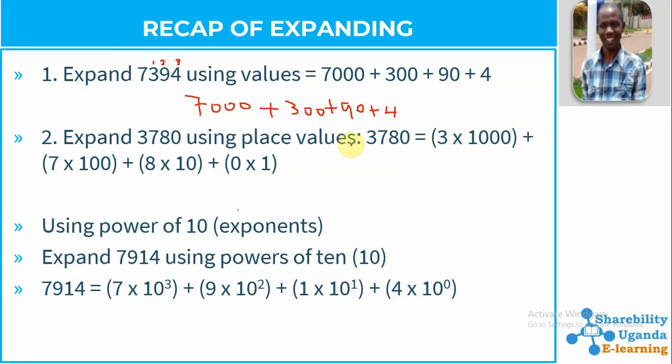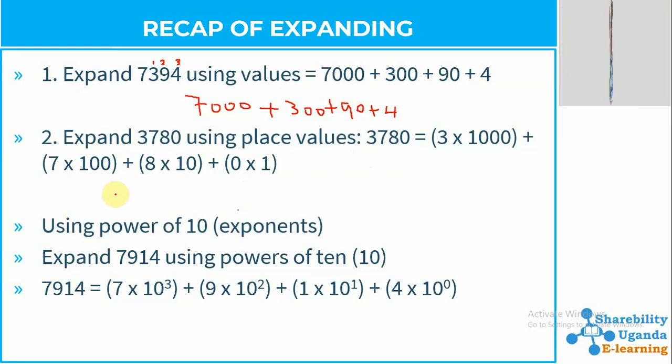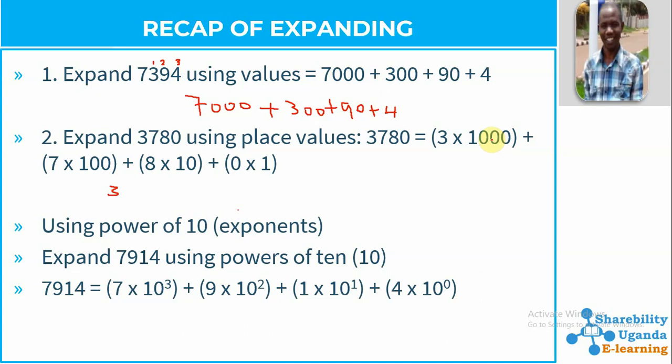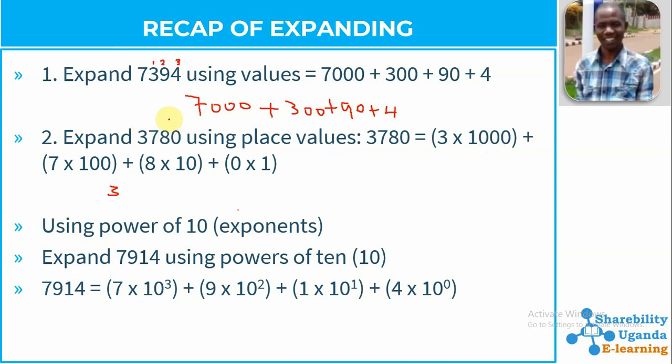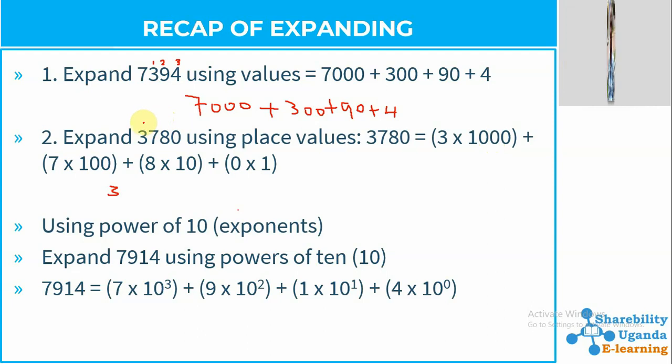Let's also see how we do it when they say using place values. In getting the place values, if you have been given a number in this form, 3,780, you say our 3 times 1,000, because our 3 is in the place value of 1,000. Here it is ones, tens, 100, and 1,000. You say 3 times that place value, 1,000. You multiply.